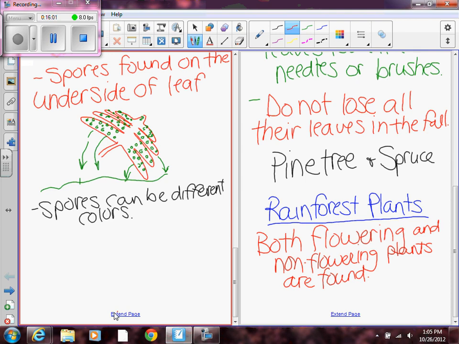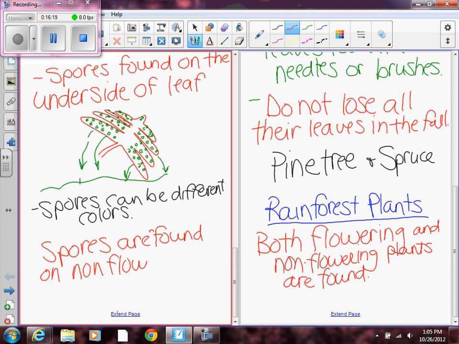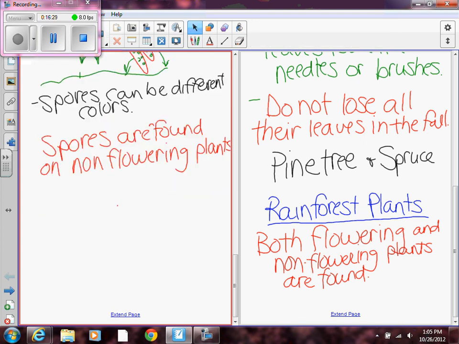Places that are warm. Okay. Hang on, let me write this down. Spores are found on non-flowering plants. You'll find ferns and moss where it's moist, because they lay so low to the ground that they like lots of moist things.